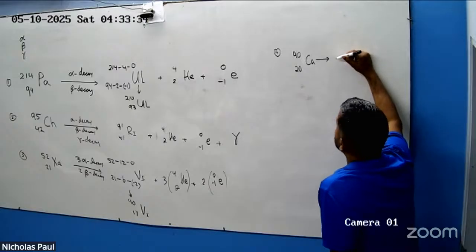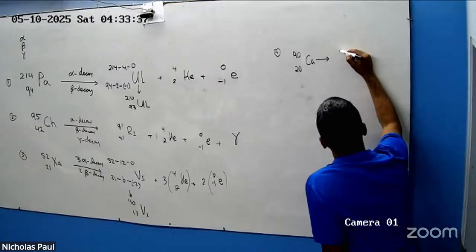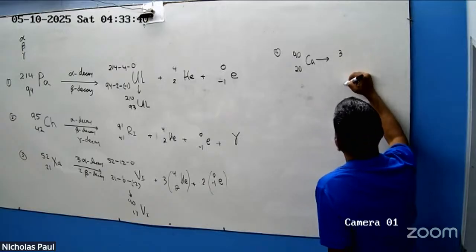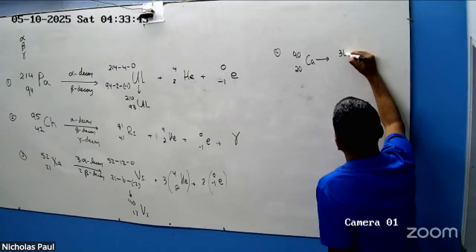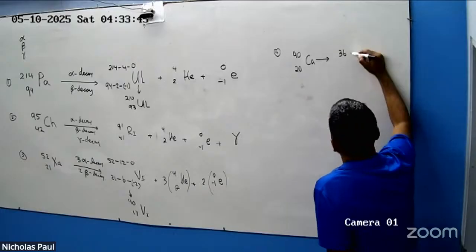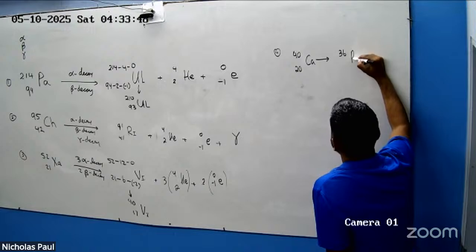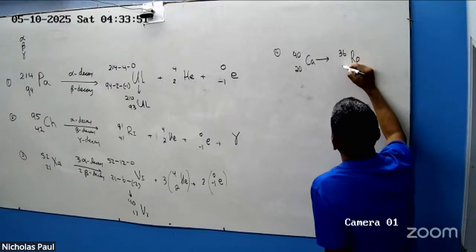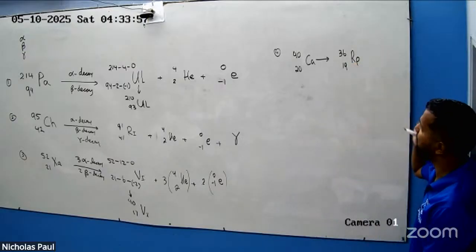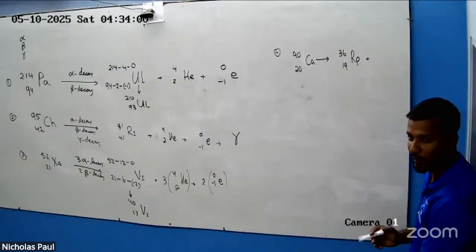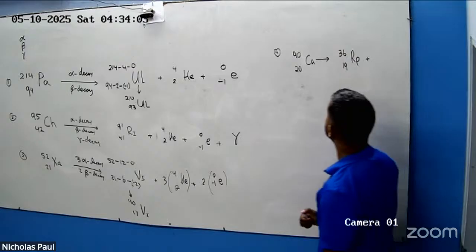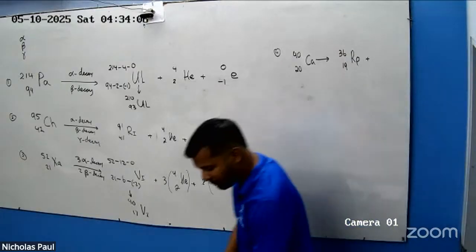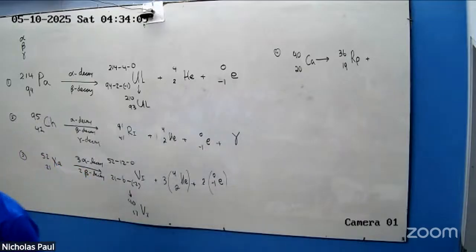It became 36, 19. Could you all tell me what type of decay this underwent? Think about it. It's a little tricky. I'll give you a hint: it's more than one. Try first and see if we can figure out what type of decay it underwent.